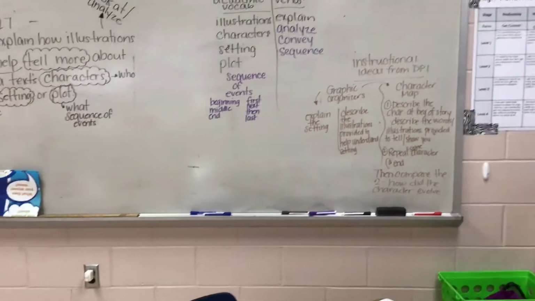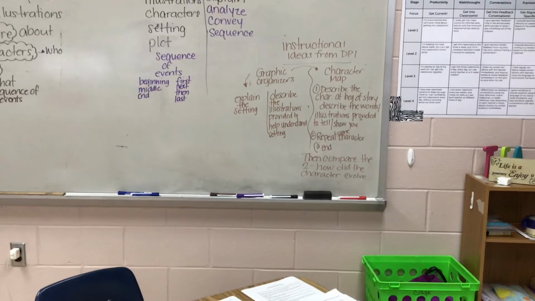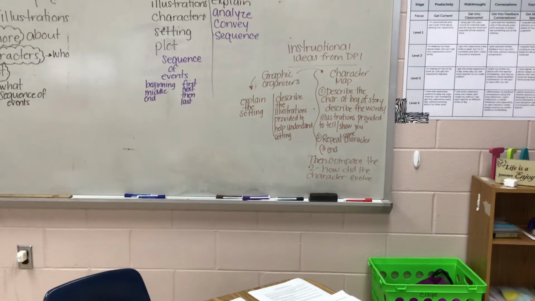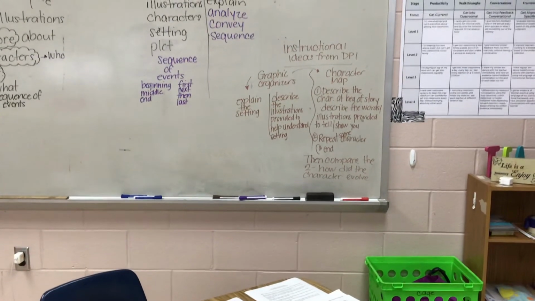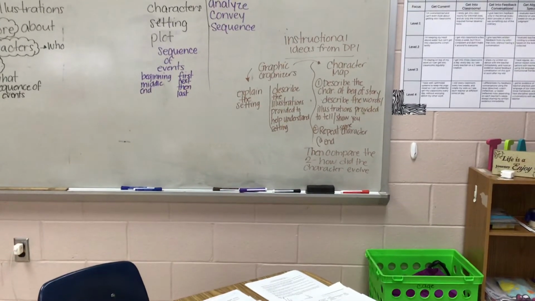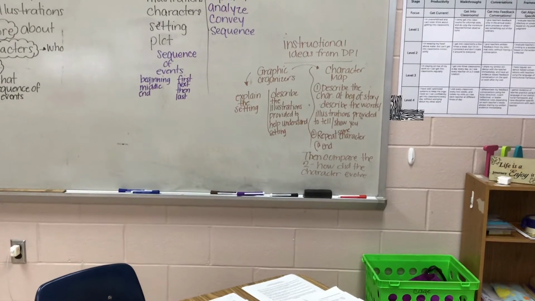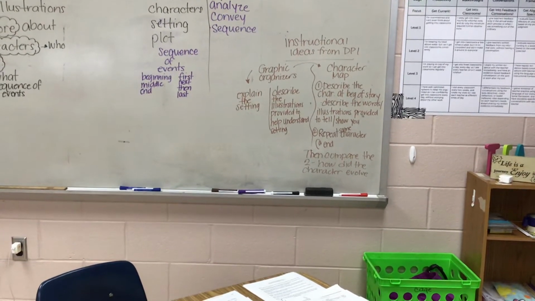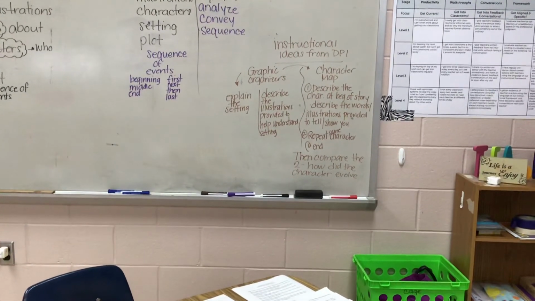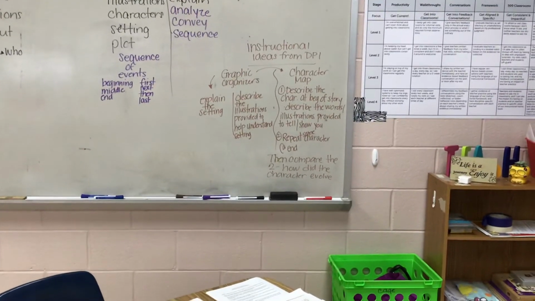And then in the clarification document from DPI, it gives 2 instructional ideas to include, and both of them are graphic organizers. One of them has a T-chart, with explain the setting. So on the left side, you would explain the setting, but then on the right side of the T-chart, they would describe how the illustrations provided helped understand the setting. So they would have to explain what did they see in the illustrations that helped them know more about the setting. And then the same with character map.